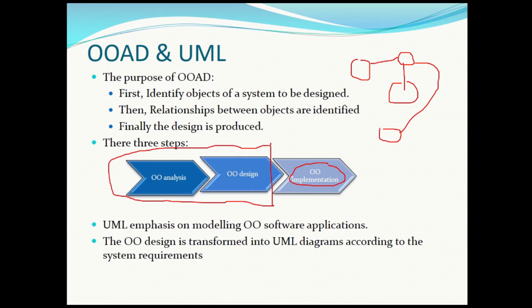So as a summary, UML emphasizes the modeling of object-oriented software applications, and object-oriented design is transformed into UML diagrams, a number of diagrams that we will look at, which satisfy the user requirements and cover all the holes so there's no weakness in the system, so the implementation is going to be a short step.